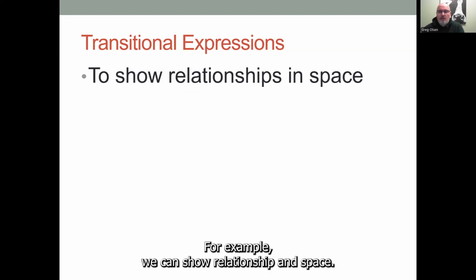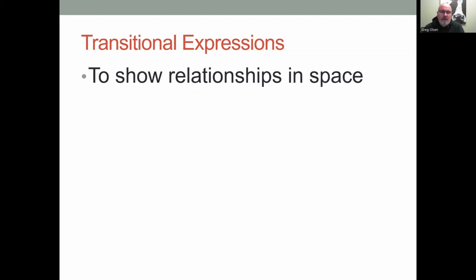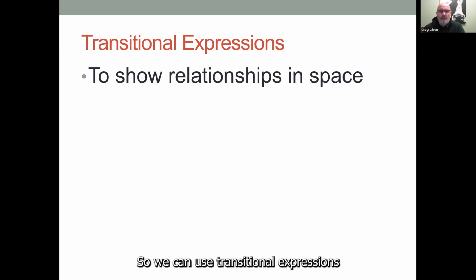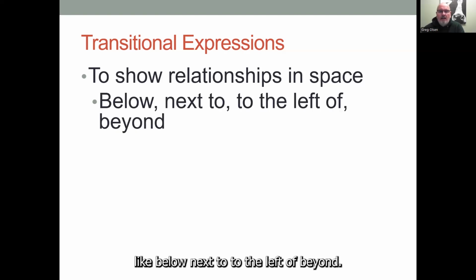For example, we can show relationship in space. So imagine that you are describing a place. You can describe it from top to bottom, left to right. We want to describe it spatially. So we can use transitional expressions like below, next to, to the left of, beyond. All of these are showing direction.